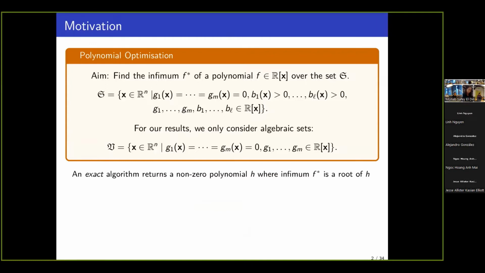Then the second half of the title, an exact algorithm, is one that returns a non-zero polynomial where the infimum is a root of that polynomial. And so we can find it to whatever precision we require using a real root finding algorithm.